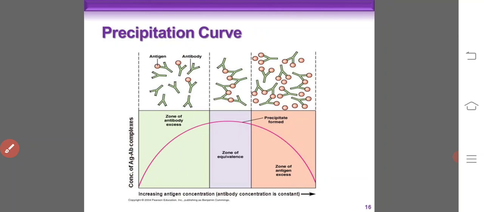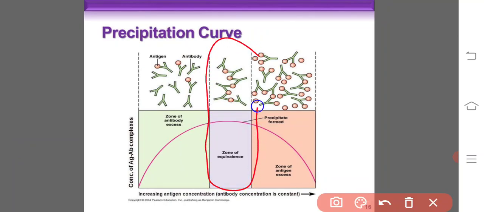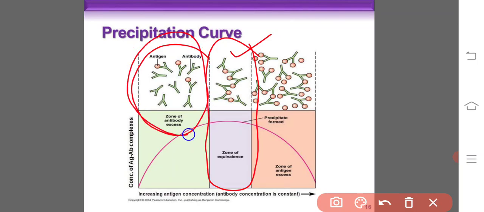See here, this is a precipitation curve. This is the zone of equivalence where the concentration of antigen and antibody are equal. This is the zone of antibody excess, more antibodies than the antigens, and here zone of antigen excess. Antigens are more than the antibodies.